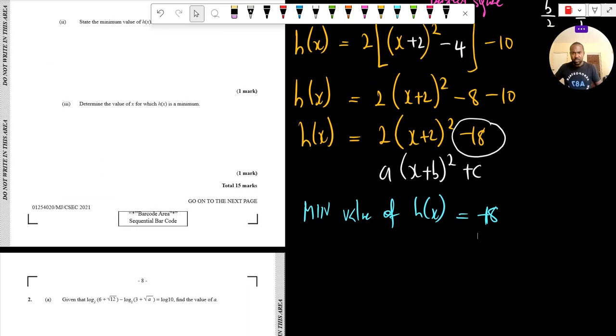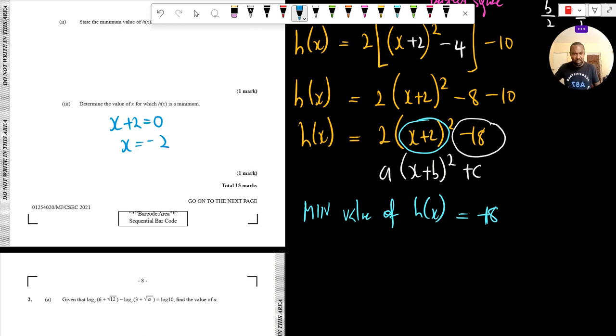Now how do we go about doing that? To do that, we must look at what is inside our bracket right here. And of course, we then set that to 0 and solve for x. So in this particular case, we say that x plus 2 equals 0. So x is equal to minus 2. And so this is the value of x for which h of x is a minimum.